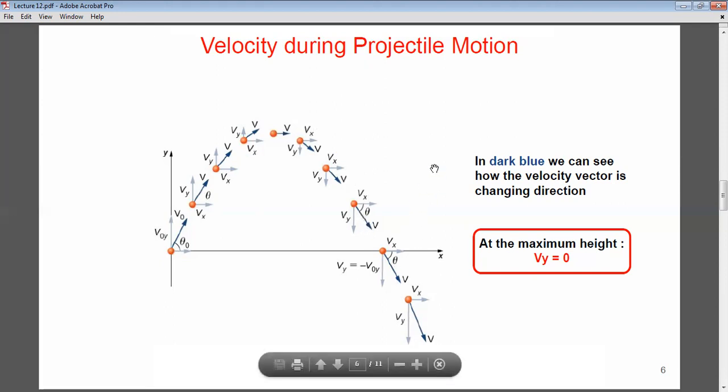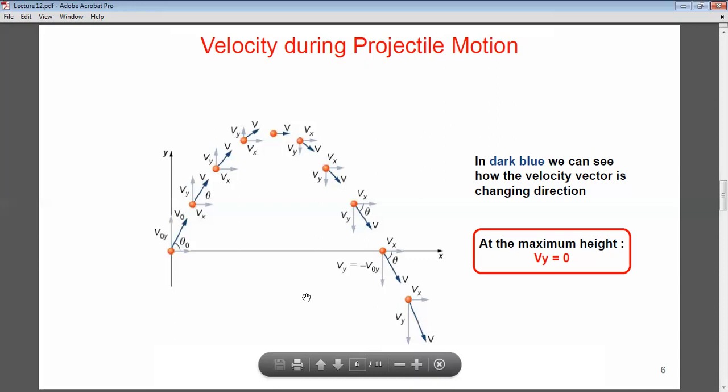Vx doesn't change because what? Ax is 0. Because Ax is 0, so Vx doesn't change. What changes? The Vy changes. Now look at this. This is very tall. This is shorter, shorter, shorter until it reaches 0. And then it flips. It starts going down and faster and faster.